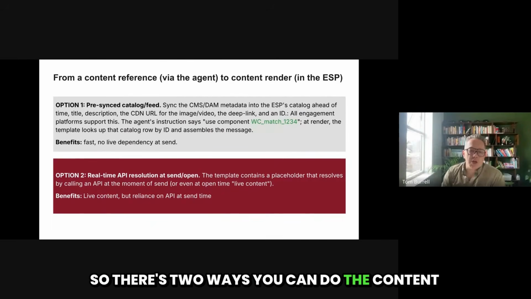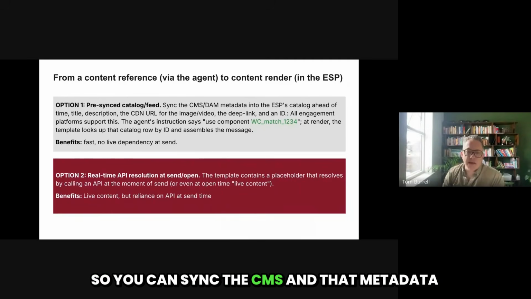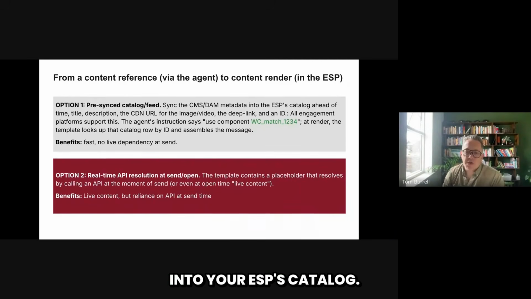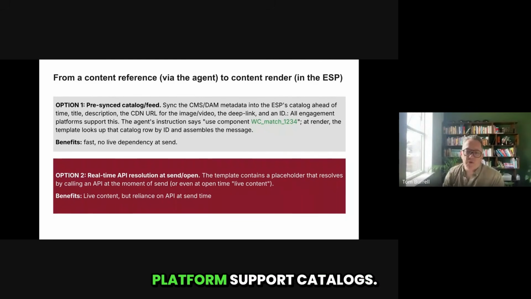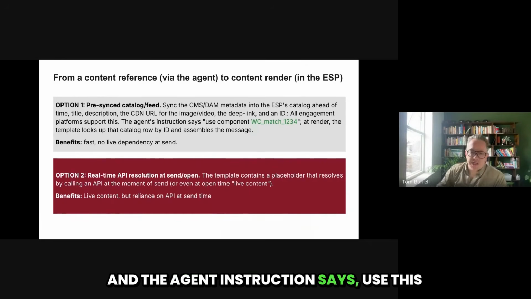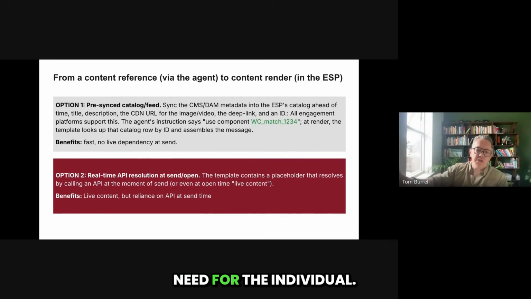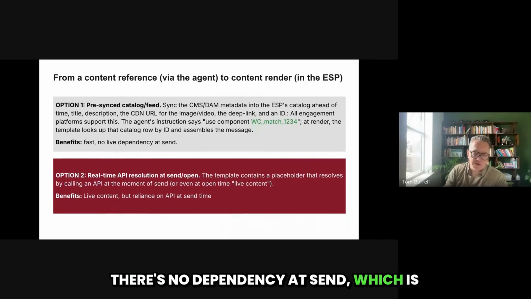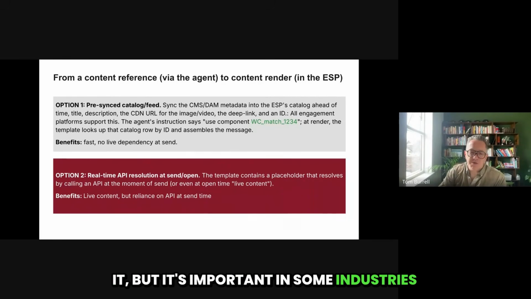There are two ways you can do the content referencing. You can pre-sync it via a catalog feed. So you can sync the CMS and DAM metadata into your ESP's catalog. Every customer engagement platform supports catalogs. So you have, like, the title, description, the CDN URL, for example, the deep link, the ID, and the agent instruction says use this component, and then at render, the template looks at the catalog and assembles the message you need for the individual. There's no dependency at send, which is great. Or you can do real-time API resolution at send or at open, which adds an extra layer of complexity, but it's important in some industries where you've got live content.